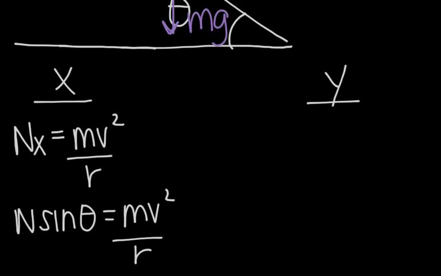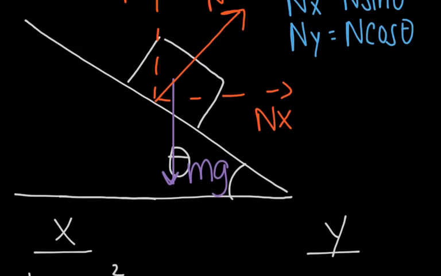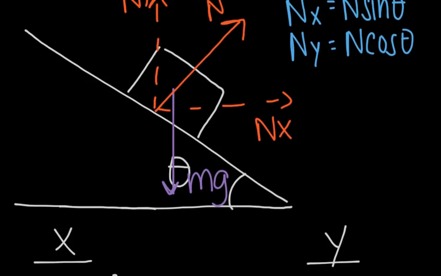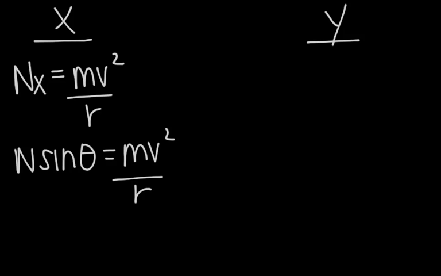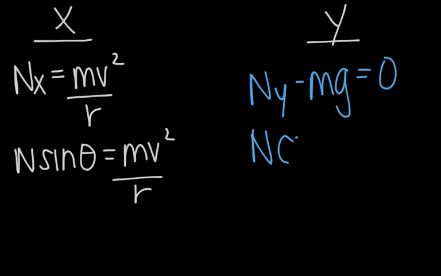Over in our y, we have the y direction of the normal force, and we have our weight. But notice that the car is not accelerating up or down. So we'll have, we're calling this n, ny minus mg equals 0. So n cosine theta equals mg. And now what we can do is we can solve for the normal force, we can solve for theta.